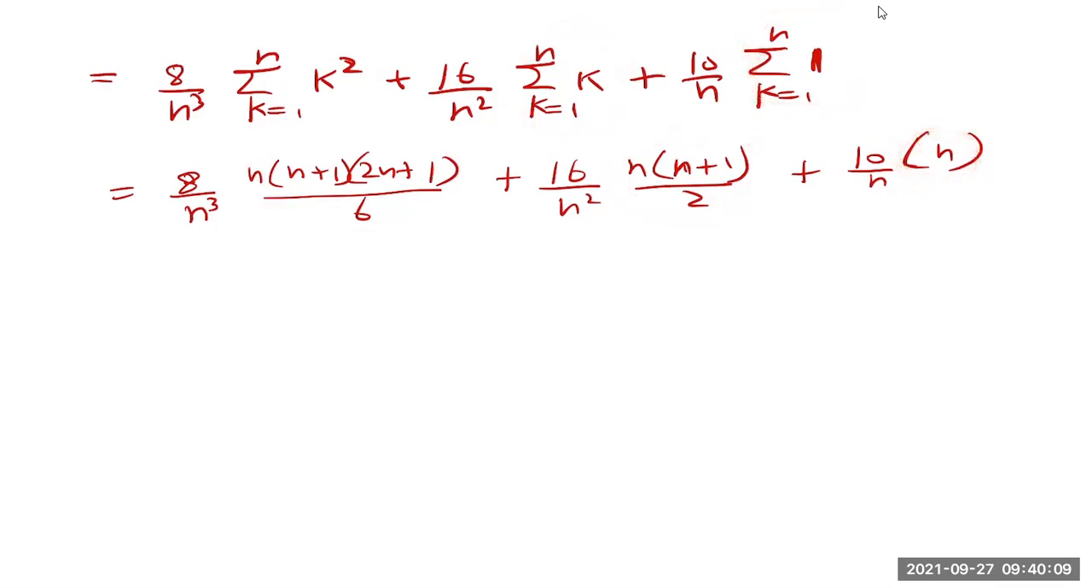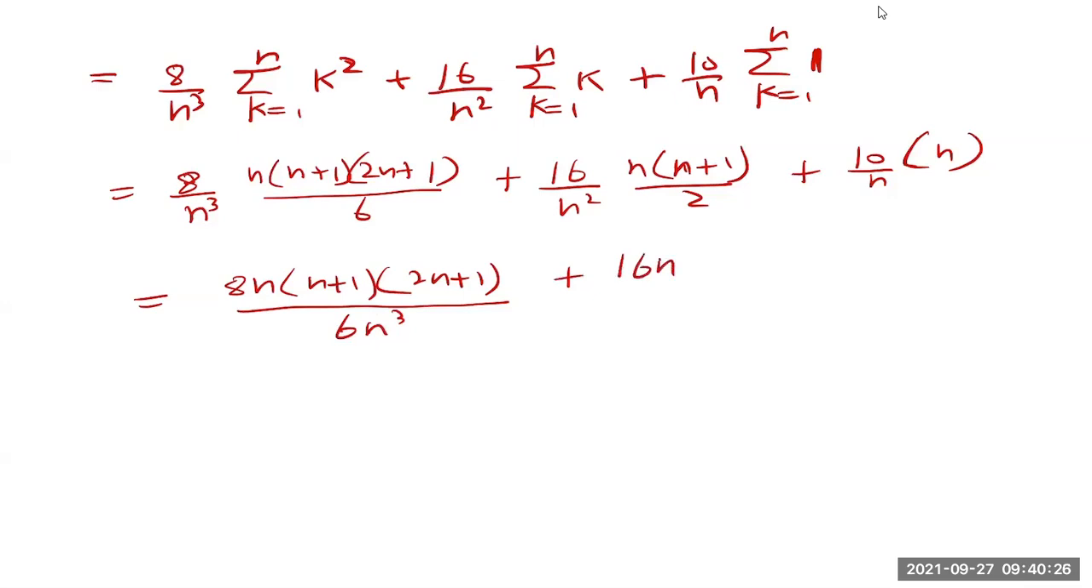Now I can simplify this a little bit further. You have 8n times n plus 1 times 2n plus 1 divided by 6n cubed, plus 16n times n plus 1 divided by 2n squared, plus 10n. Of course, n and n cancel. You just have 10 there. All right, this is what you have. The n rectangle right sum is given by this formula.